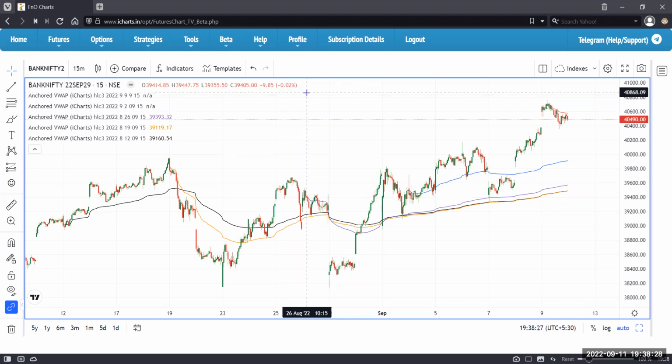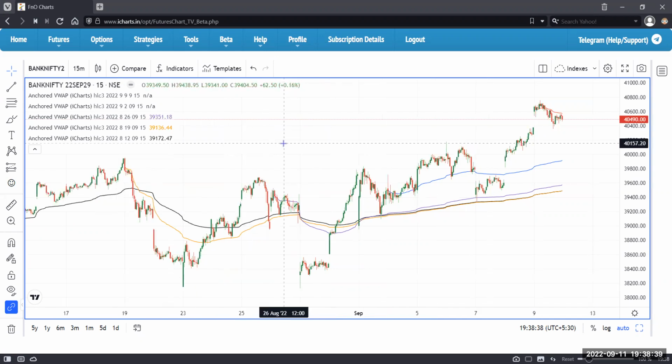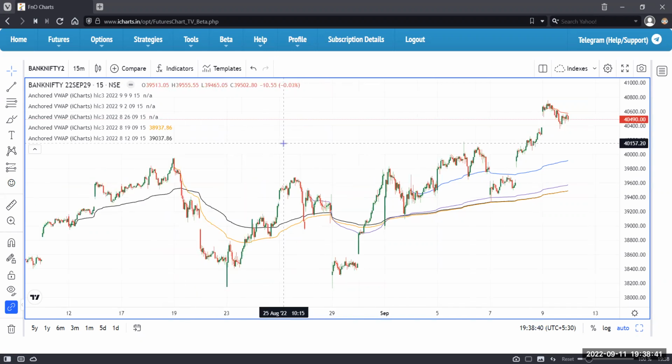Srikanth sir, I request that for F&O particularly, we should cover all the aspects like PCR and OI. Yes, that is what I'm going to do next. Once we complete that, then we should take up another topic. Sure.